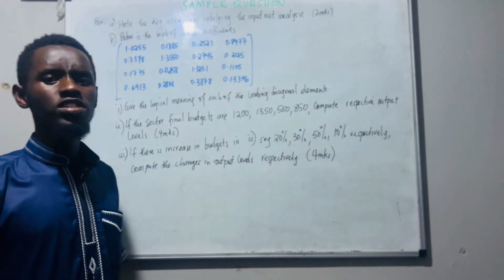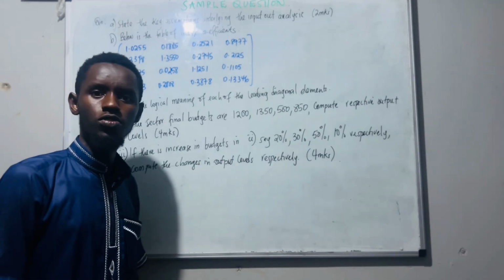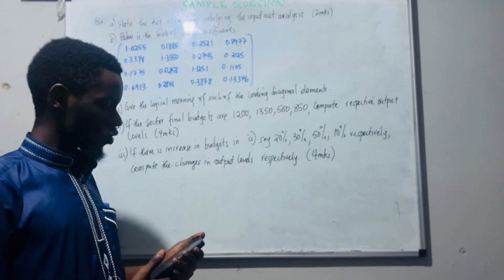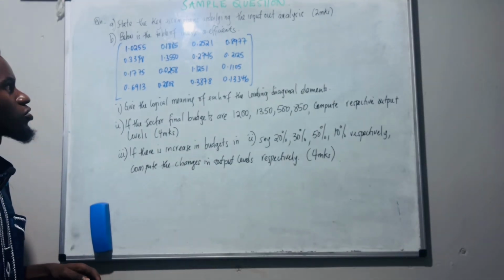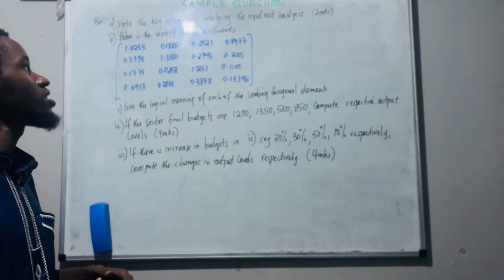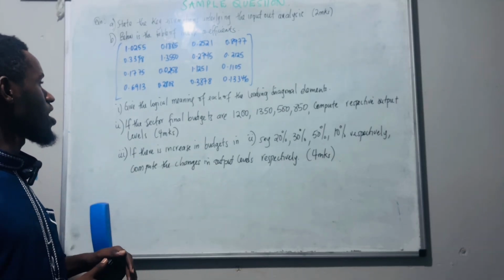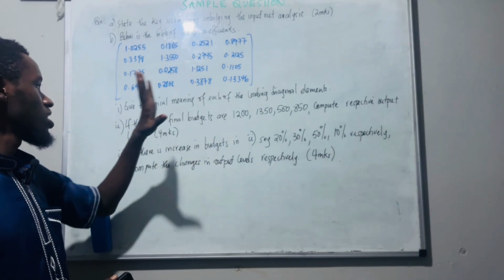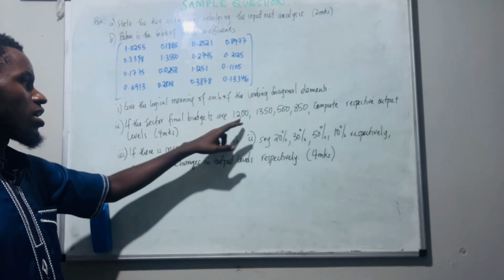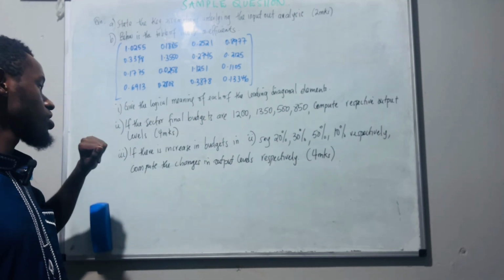Today we also have a sample question about national accounting and income analysis. As you see on the blackboard, we have: state the key assumptions underlying the input-output analysis, given an inverse coefficient matrix, give the logical meaning of each of the leading diagonal elements, and they have given us the final demand. They want us to compute the gross output.